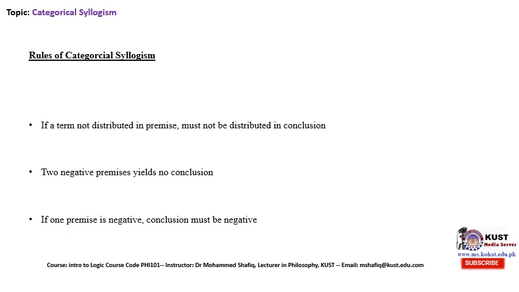We have read that in a syllogism, the conclusion is less general than the premises, which means no term can have greater extension in the conclusion than in its premise. So if a term is distributed in a premise, it may be distributed in the conclusion. If it is undistributed in a premise, it must simply be undistributed in the conclusion.